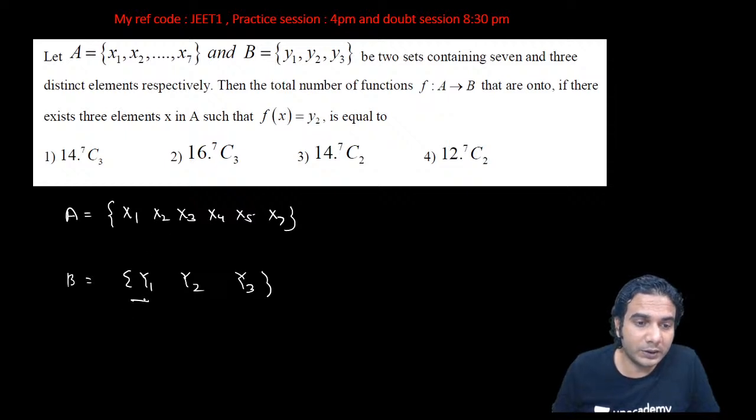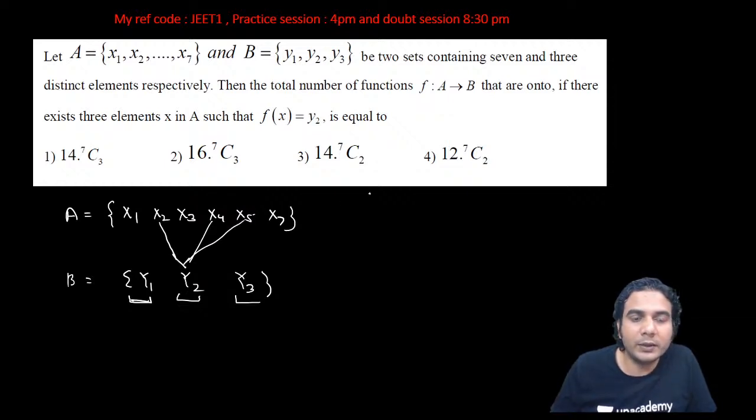That means all three boxes. These are now boxes. So you need to map all 7 elements to these three, y1, y2, and y3, and no box should remain empty. But further, he has imposed one more condition. What is that condition? Now, if there exist three elements x in set A such that f of x is equal to y2. That means he's saying that three elements will go to box number 2. So which three? Any three, like this, or this. So these three will go to y2.